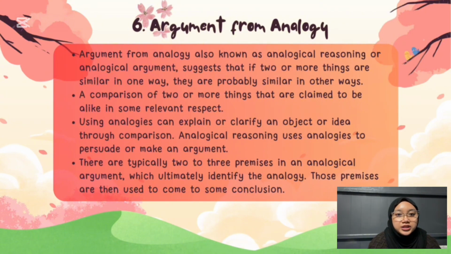Second is persuasion. When making an argument, analogies can enhance your position by providing relatable examples. If you argue that just as a healthy diet benefits our body, a balanced approach to technology usage can benefit our mental well-being, you draw on a familiar concept to persuade your audience.